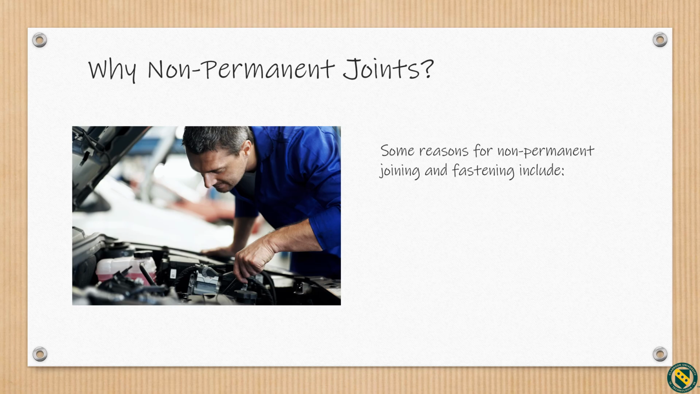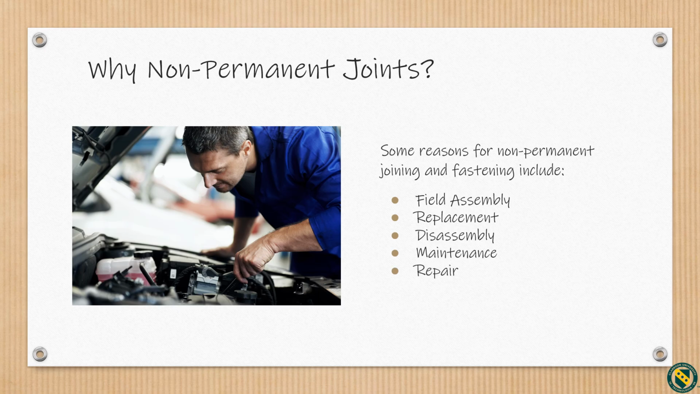Some of the reasons for non-permanent joining and fastening include field assembly, replacement of parts, disassembly or ease of disassembly, maintenance, repair, and adjustment.